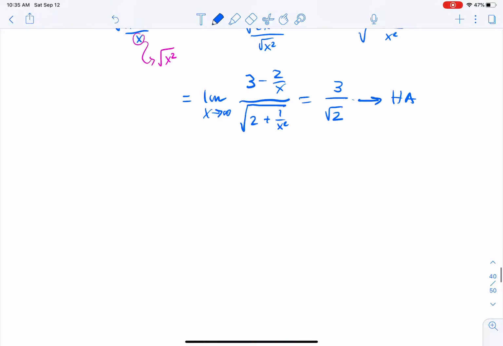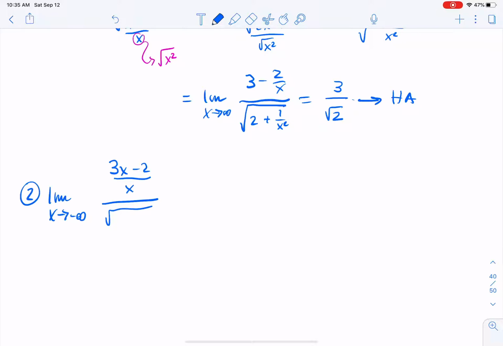So on number 2, limit as x approaches negative infinity of 3x minus 2. We're going to divide that by x, just like we did before, and then the square root of 2x squared plus 1, we'll divide that also by x. So everything right now is still the same. Process is still the same. The top is going to still simplify exactly the same way that it did before. The limit as x goes to negative infinity, I would have 3 minus 2 over x, okay?